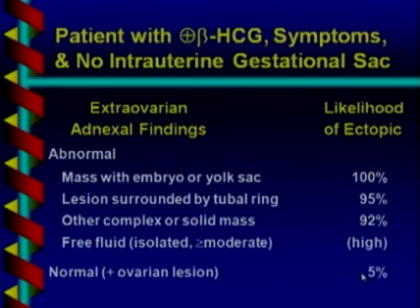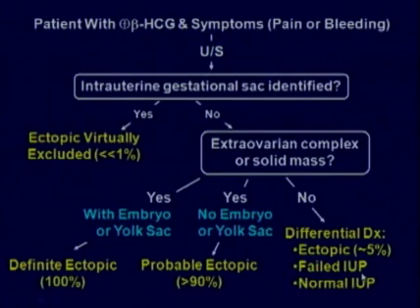In other words, if we see a rule-out ectopic patient, we see nothing in the uterus, nothing in the adnexa, the likelihood of ectopic is down at about 5%. So it's fairly low, but not anywhere near zero. So based on these numbers, we can put together the following diagnostic algorithm or diagnostic chart.